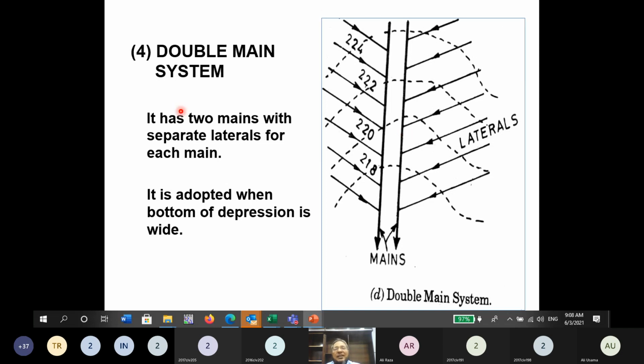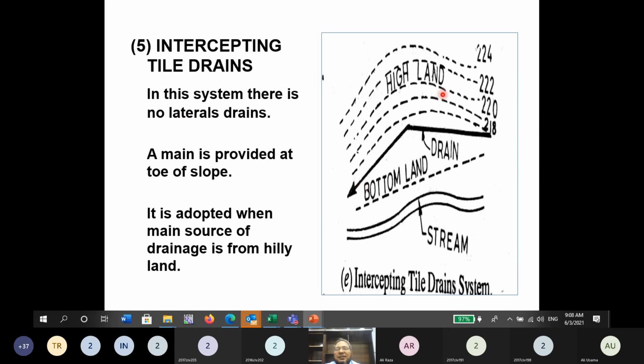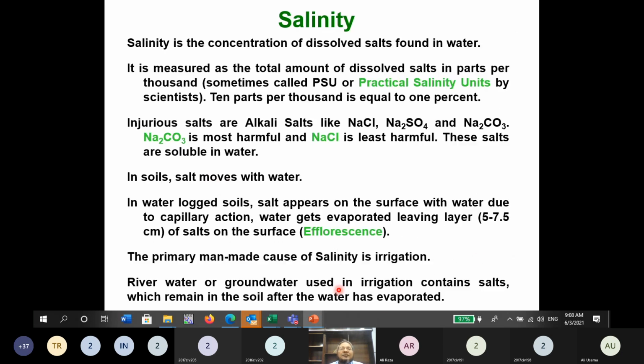Now intercepting tile drain. This one is the intercepting tile drain. This is a hill slope. You can see that this is 224, this is 222, this is 220, this is 218 like that, and this is even lesser than 218. So it means this is a hill slope. And a tile drain we have provided here, which intercepts the water from the hill slope and does not allow it to move further in the downstream direction or into this area. Okay, so that is the function of an intercepting tile drain.